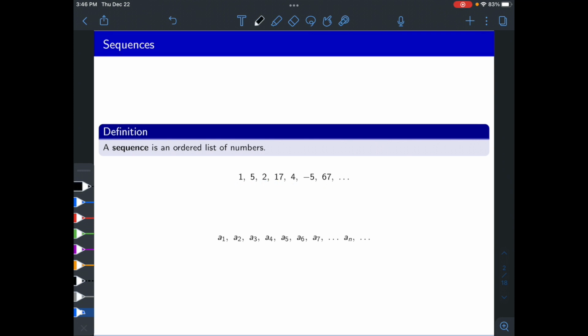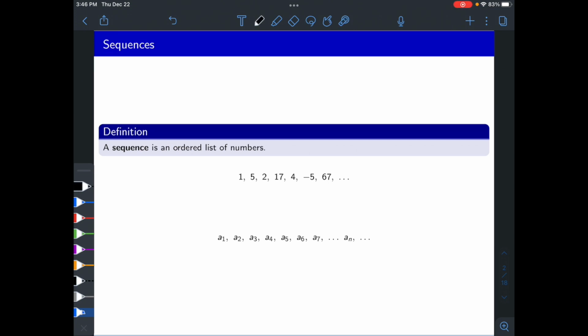If I were to write this as like 1, 2, 4, 5, 17, or maybe I put the negative 5 back here, just to kind of keep everything ordered, this is just a different sequence. It's the same numbers, but I have changed the ordering. So if I'm saying that this sequence is an ordered list of numbers, I'm just saying that I put them in some order, right? The order doesn't have to make sense. It's just some ordering. Order matters.